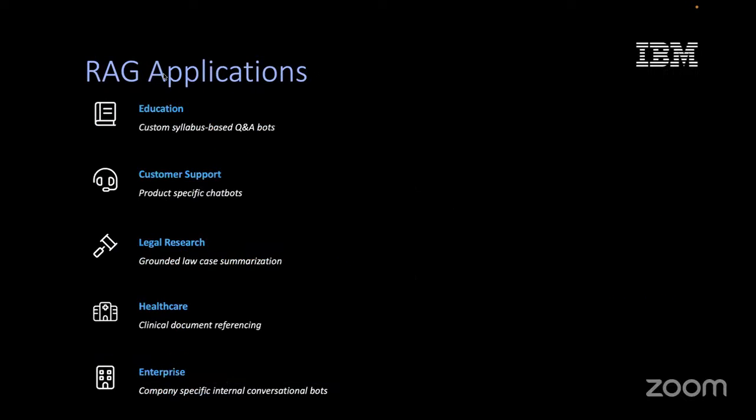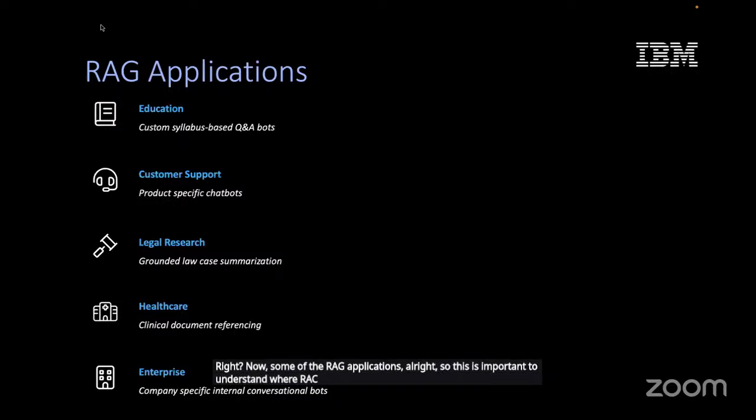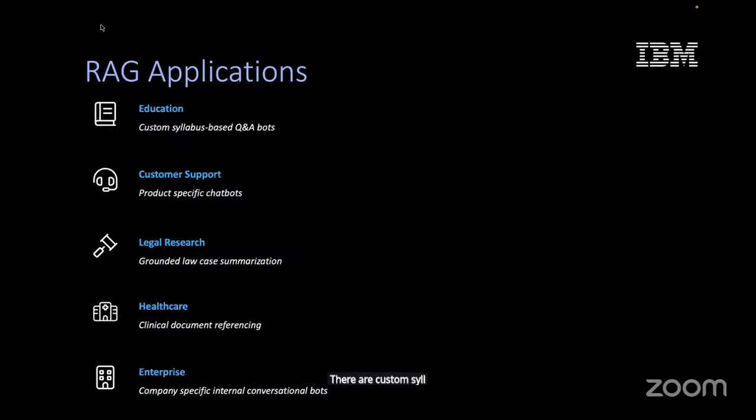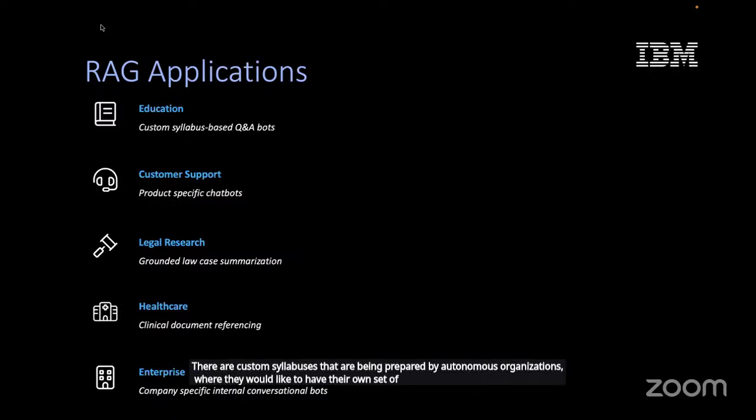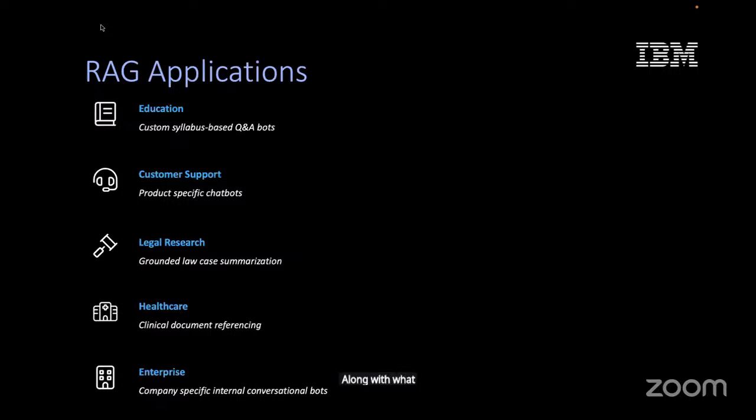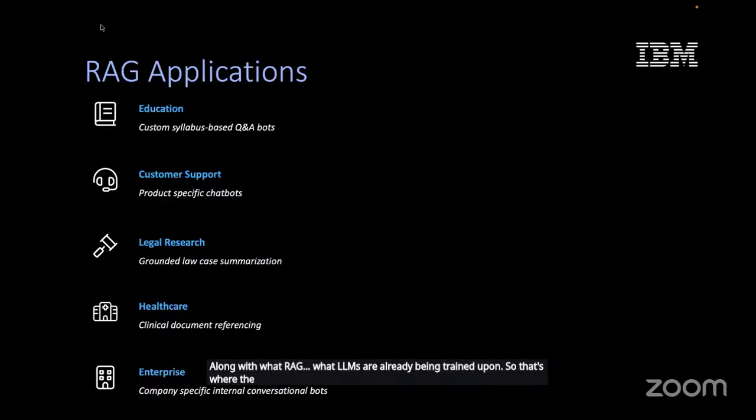All right, now some of the RAG applications. This is important to understand where RAG is being used. Today, for the education part, there are custom syllabuses being prepared by autonomous organizations, where they would like to have their own set of syllabus along with what LLMs are already trained upon. So that's where the education system is making use of it.